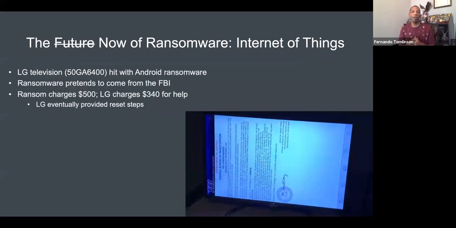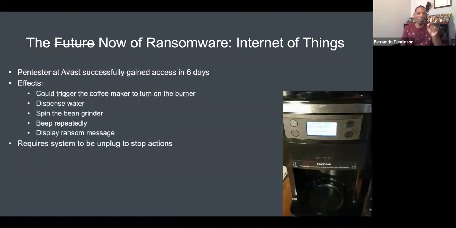Then we have stuff like this. We have smart TVs, underlying OS, if you will, is Android. So somebody was able to actually compromise an LG TV, present a ransomware message, locking them from accessing their TV. The ransomware was for $500. People who were infected were trying to reach out to LG for assistance. LG is like, hey, I can help you, but it's going to cost you $340 before we give you the reset steps. So you're sitting here like, I can pay the $500, or I can pay LG $340 to get the reset steps. And if you're using an LG TV, you're probably like, why would you even charge me, LG? I'm just not going to use you anymore. So guess what happened? LG actually provided those reset steps so people didn't have to worry about it. They knew they were going to start to lose customers.